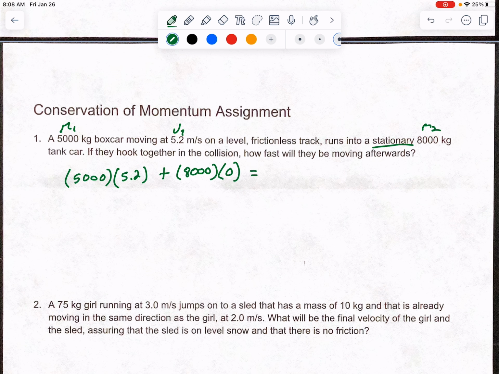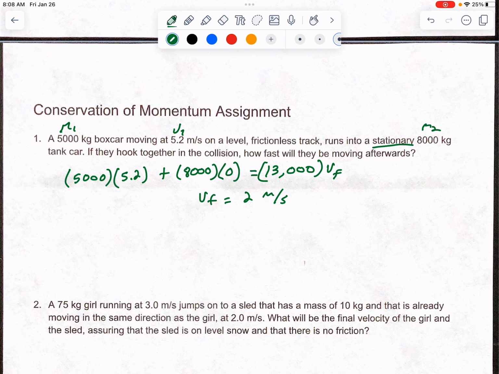Equals, now they've hooked together and they're one, so I'm going to take their masses and combine them. This would be 13,000. And we want to know what the velocity is, so there's your VF. That's what we're looking for. You're just going to solve for VF, and you should get a VF of 2 meters per second.